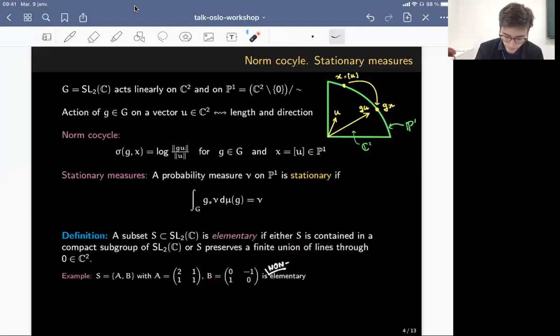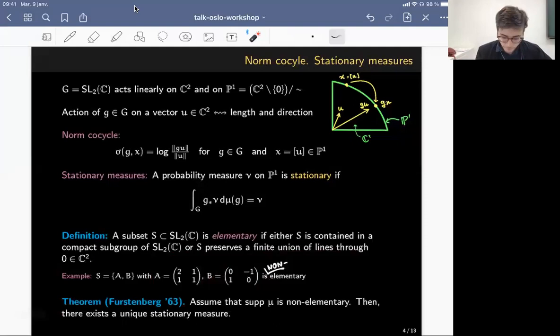Okay, so here's the fundamental theorem of Furstenberg. If the support of our probability measure mu, the law of the random walk, is non-elementary, so if it doesn't satisfy this condition here, then there is only one invariant measure in this sense here. So there is a canonical invariant measure on P1 that describes the dynamics on the directions. And this is typically the case for almost all choices of mu, we have uniqueness. And for this reason, this is usually called Furstenberg measure.